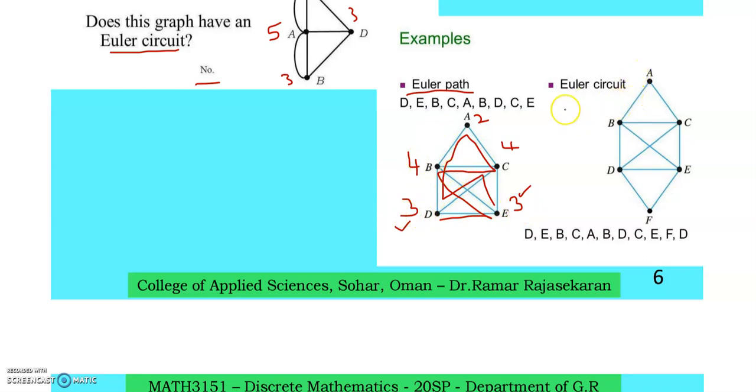Now see this graph, where we are going to find an Euler circuit. Now you see D, E, B. For example, I am drawing D, E, B, C, A, B, D, C, E, F, D. Starting point is D. Again, the last terminal is also D. So this is an Euler circuit.